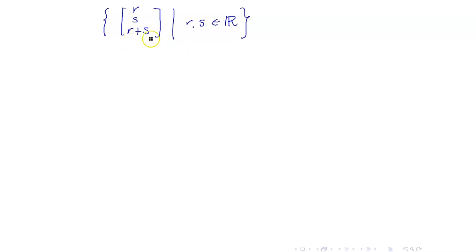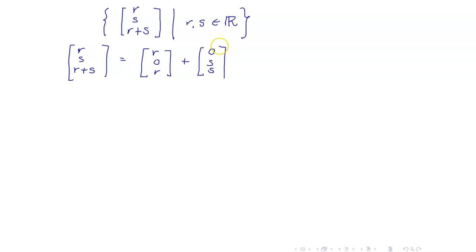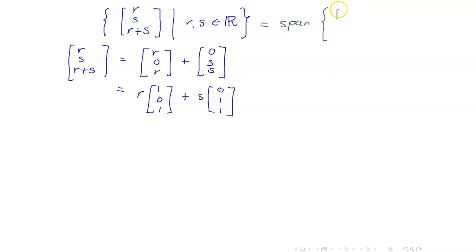Let us find a spanning set for this. To do that, we will collect all the variables r, and we will separate them from s. Therefore, this is r times (1, 0, 1) plus s times (0, 1, 1). Hence, this set is the span of these two vectors, (1, 0, 1) and (0, 1, 1).